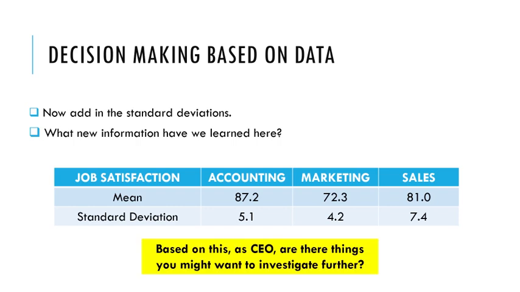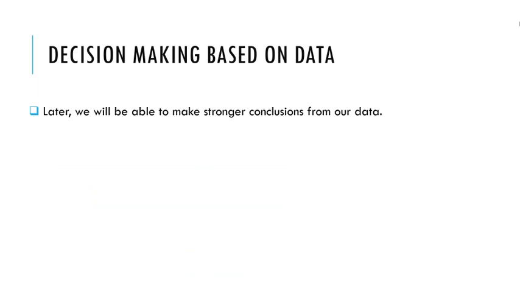So based on this, as your CEO, are there things that you'd want to think about? Are there things you want to investigate? Is marketing your greatest concern, or now is your sales department a little concerning too? Anyway, you get the idea that mean combined with standard deviation or other measures of dispersion tell a different story, and we definitely need to have a better idea of the big picture by thinking about measures of central tendency, but also measures of dispersion. Now, later, we're going to be able to make even stronger conclusions from our data. Right now, I'm not able to make super strong conclusions.